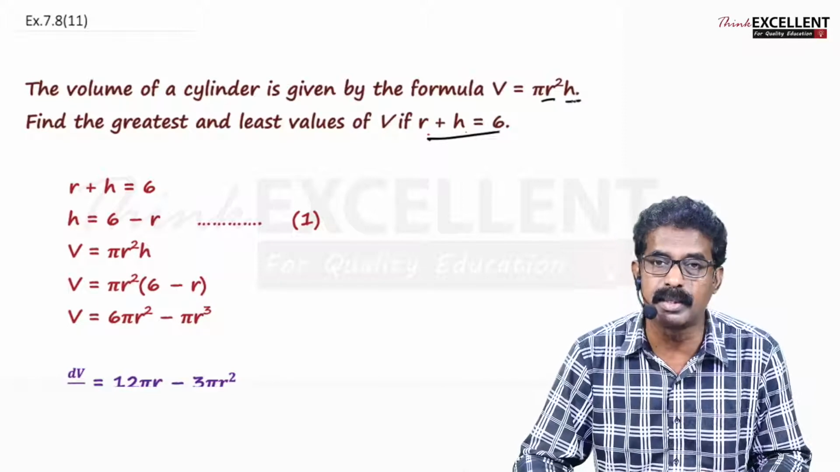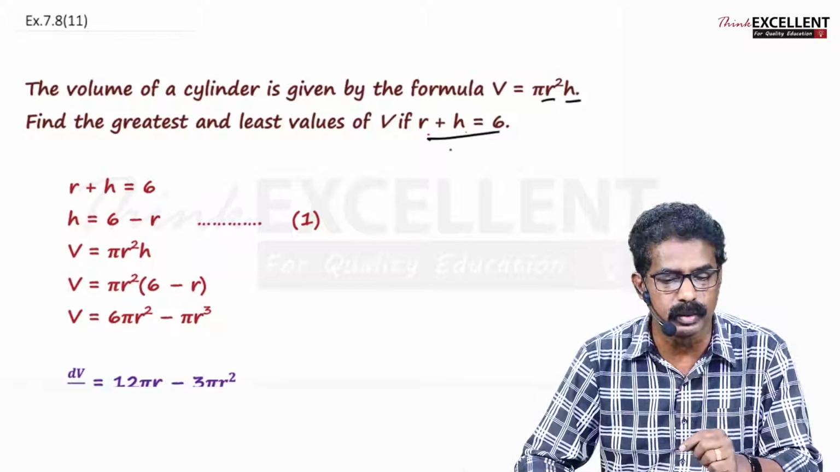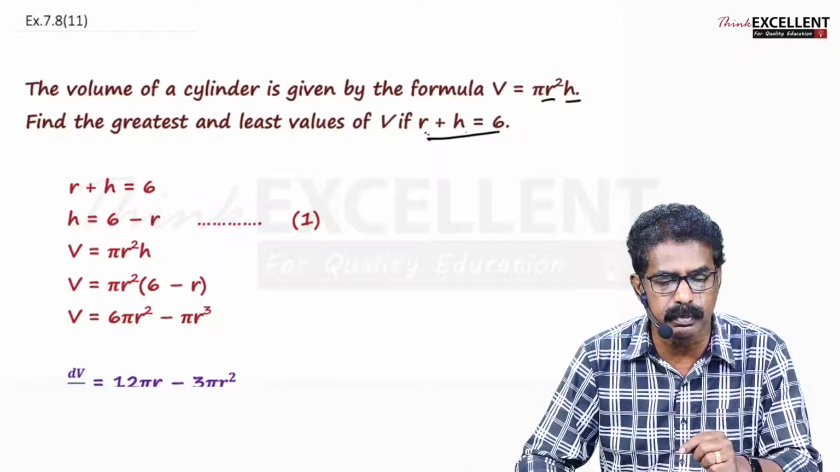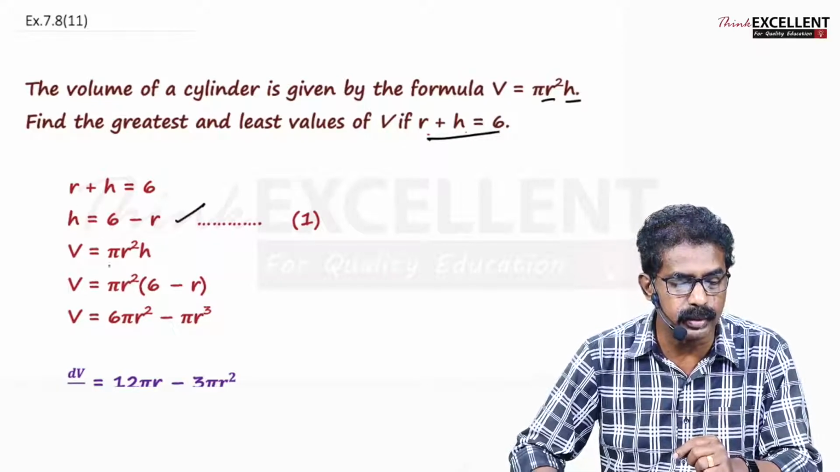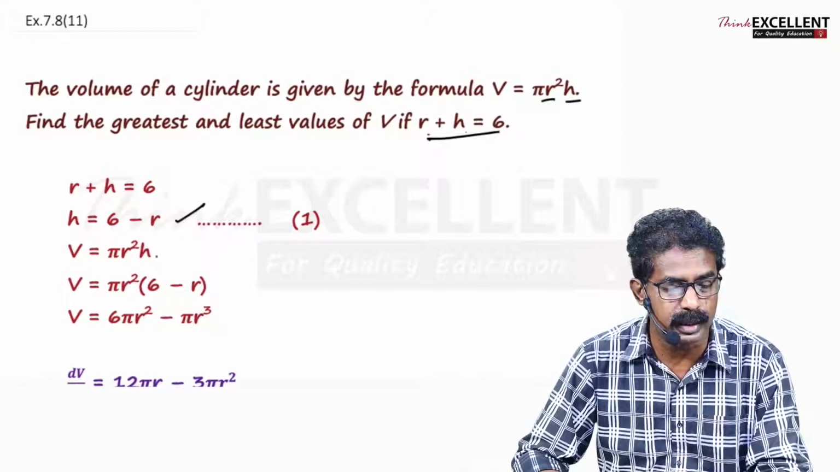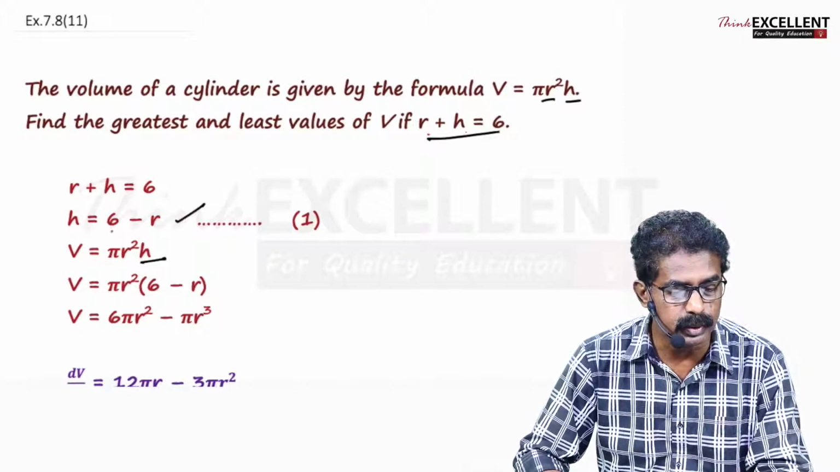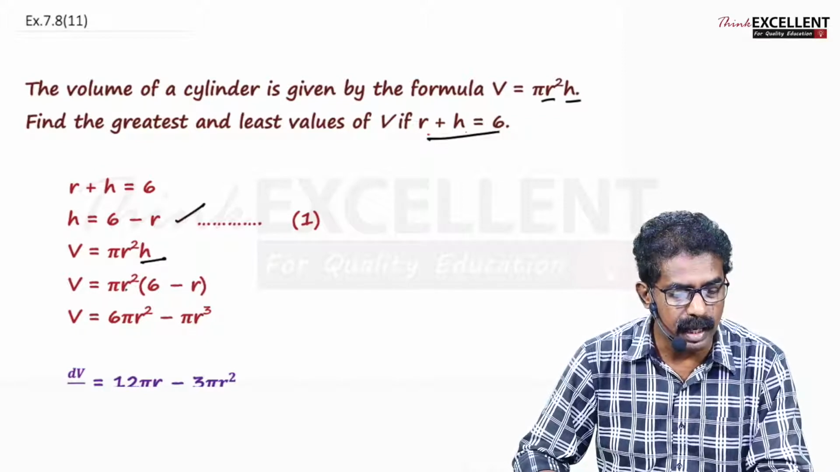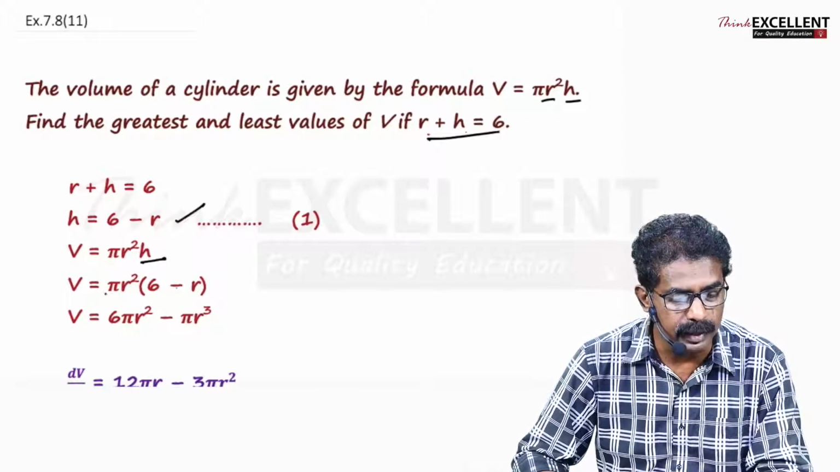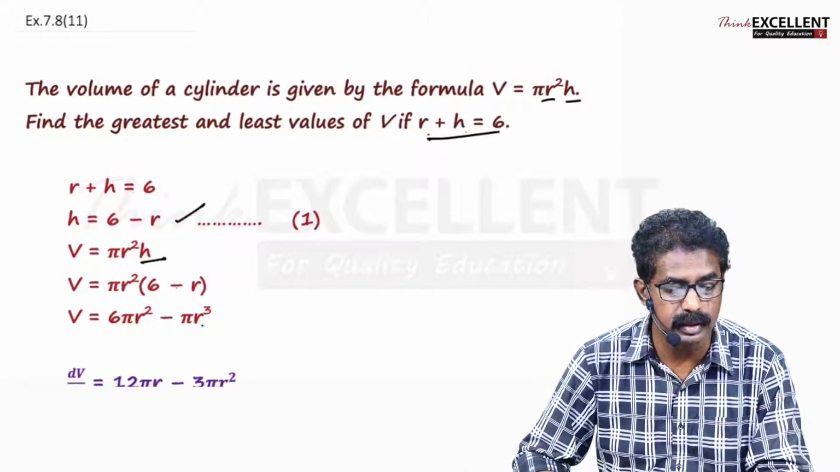There are two variables, so to convert it into a single variable, you can find the h value. h is equal to 6 minus r, right? This value you substitute here. Volume is pi r squared h. Instead of h, you substitute 6 minus r. Multiply term by term: 6 pi r squared minus pi r squared into r, which is r cubed.